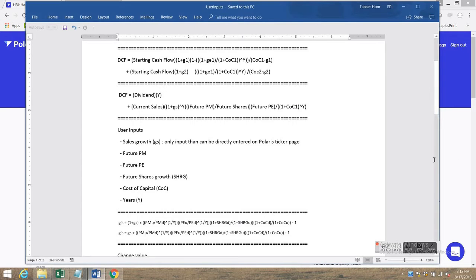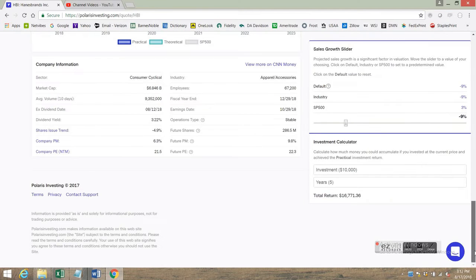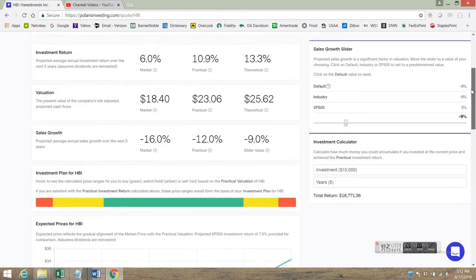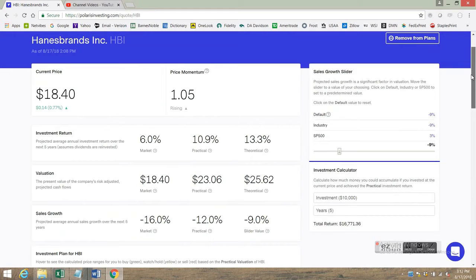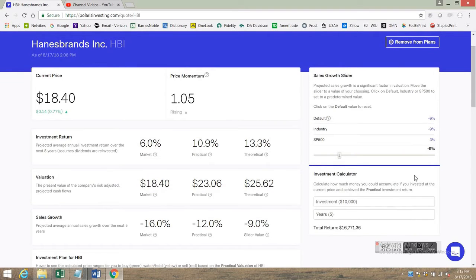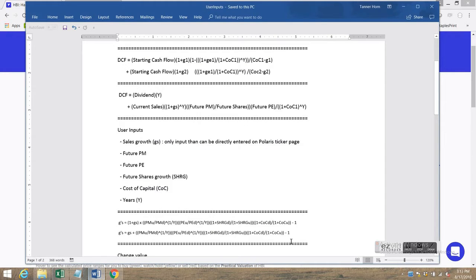Let's say that your opinion about the profit margin is different than the default value, and you have a fairly strong opinion about the profit margin. So here we have a profit margin of 9.8%, but let's say you believe that the profit margin is more like 10.5%. How would you enter that in using the Polaris website?